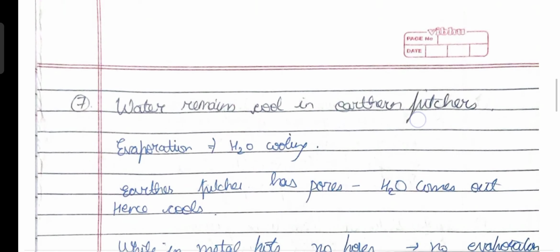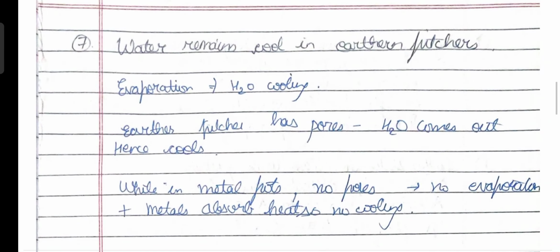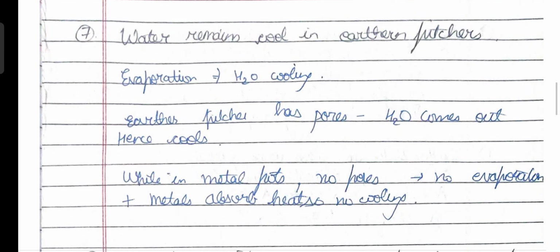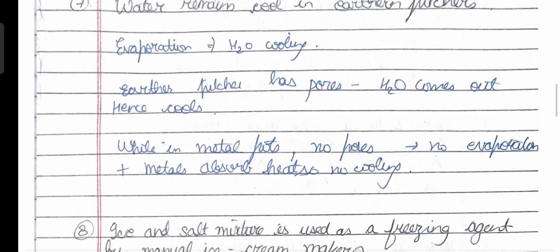Okay. Next question is, water remains cool in earthen pitchers. What is the reason behind that? There are small pores in earthen jars or earthen pitchers, and from these pores water moves out. When the water moves out, it starts evaporating, and when evaporation takes place, due to a loss in heat, the water cools down. That is why the water remains cool, because of the presence of these pores in an earthen pitcher.